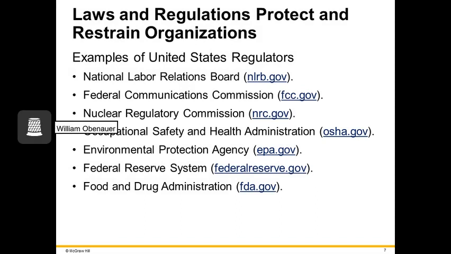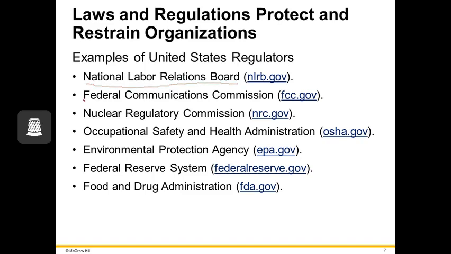The first component of the macro environment that we're going to discuss is laws and regulations. Here we have a list of examples of regulators in the United States of America. We have the National Labor Relations Board, which sets the rules and governs how unions can organize and operate in the workplace. They help to protect people from getting fired when they try to start a union.